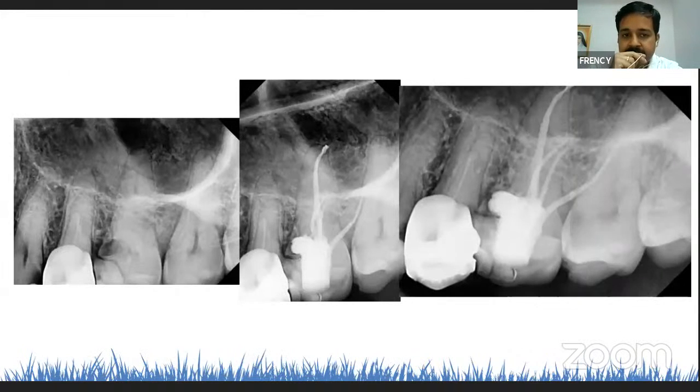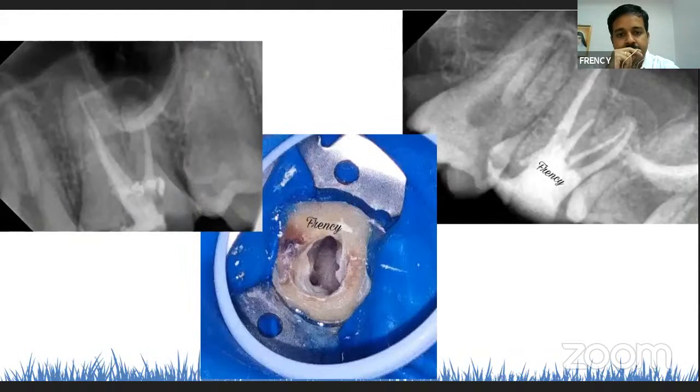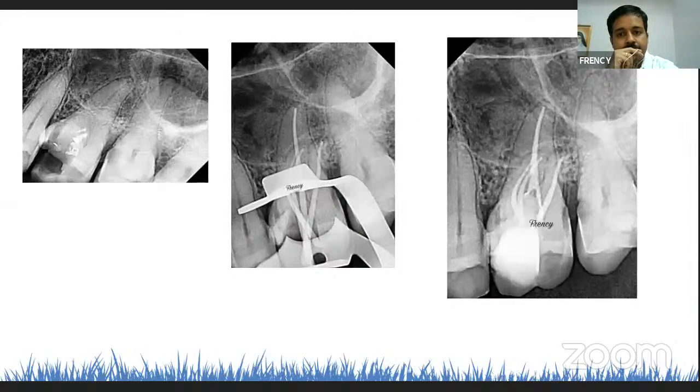Sometimes there may be an MB3 canal, but usually it may be joining with other mesiobuccal canals. Here you can see the MB1 and MB2 and MB3, but they are joining together. MB3 is joining with MB2. Here also 2 separate canals.